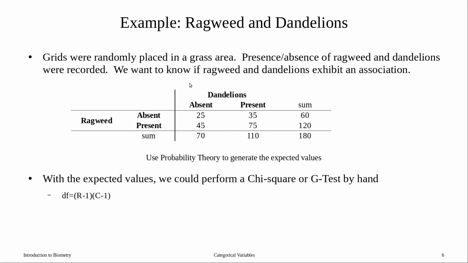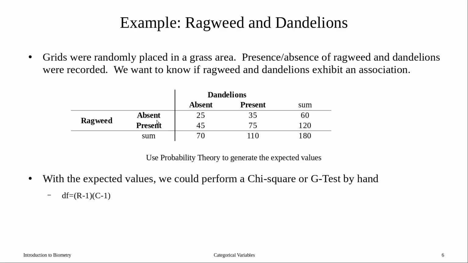We want to know if ragweed and dandelions exhibit an association, which means if ragweed are absent, does it make it more likely that dandelions are present or absent? If ragweed are present, does it make it more likely that dandelions are absent or present? Now with this association, we could have a positive association where our absent and present are more likely to occur, or we can have a negative association where the presence of one makes it less likely we find the other, and so forth. So these two would be more than what we expect.